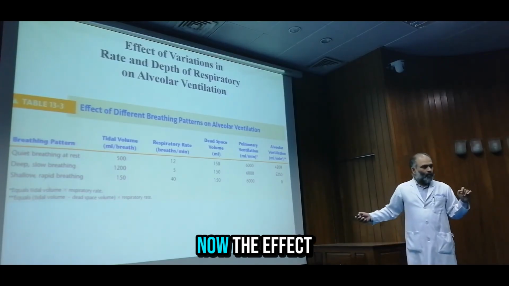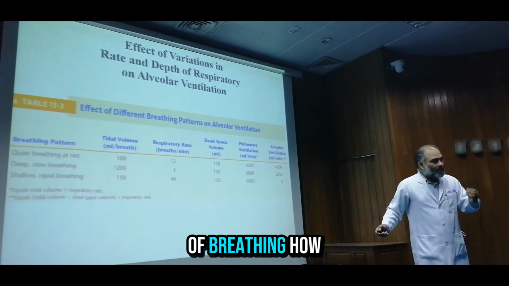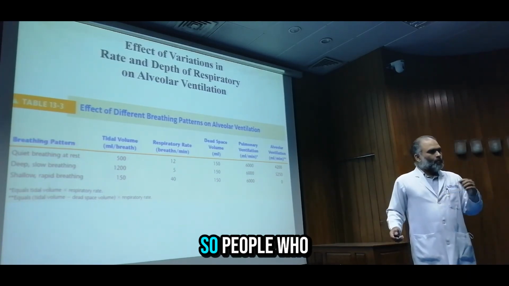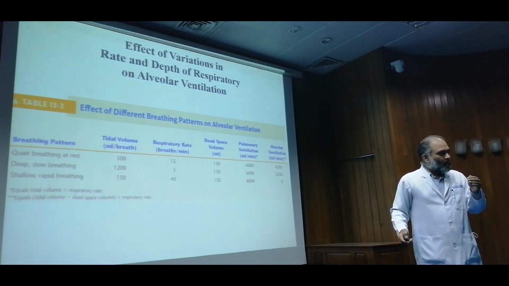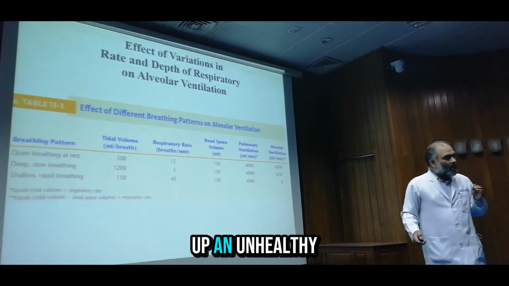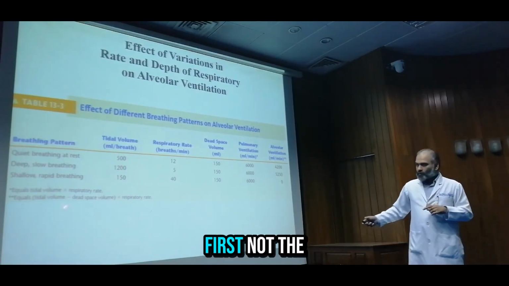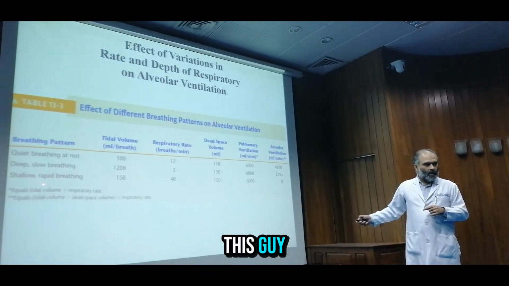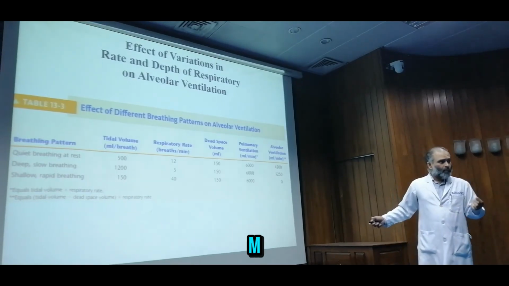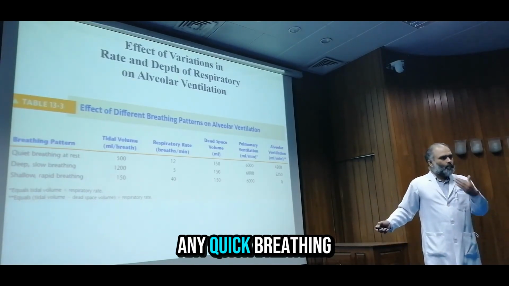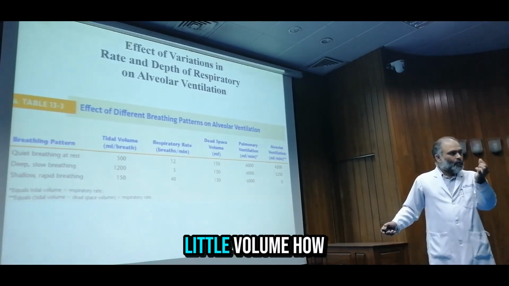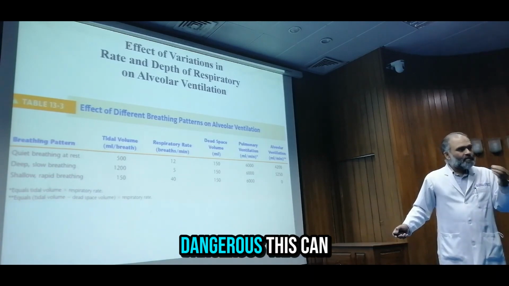We know this. Now, the effect of how you breathe is depicted here. It's actually very important. People who don't breathe properly are living an unhealthy lifestyle. So look at the shallow one first, not the deep, slow, which is the good one. Look at the shallow, rapid breathing. Look at the tidal volume: not 500, but 150 ml. So with shallow breathing, any quick breathing, the rate is rapid but each breath carries little volume. How dangerous can this be?